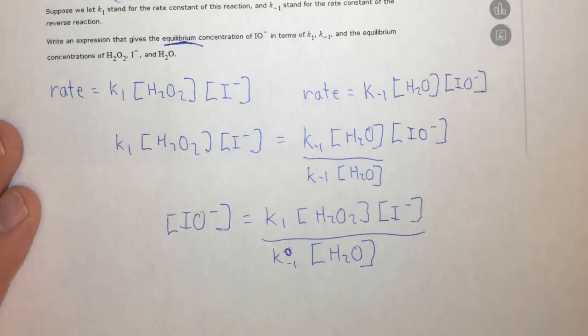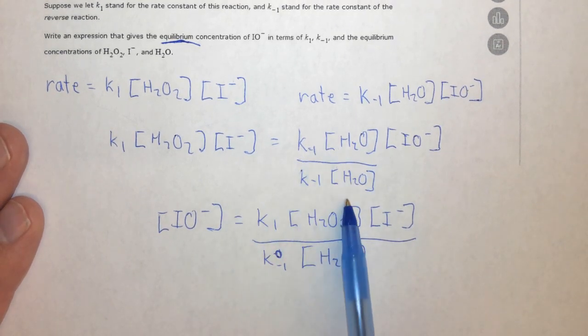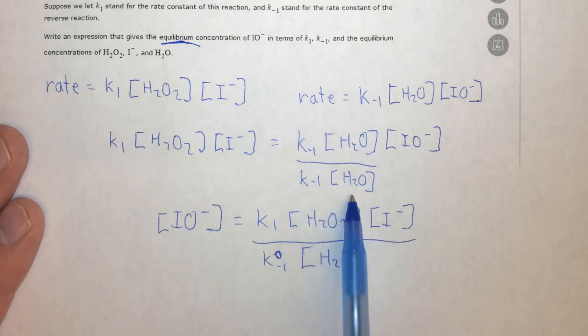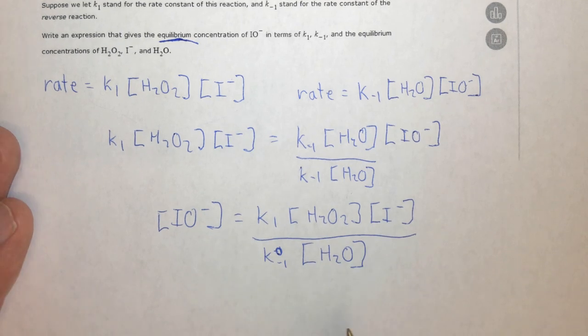I apologize, I didn't have that on the screen. So basically I just divided by K minus 1 and H2O on both sides, and I ended up with this expression.